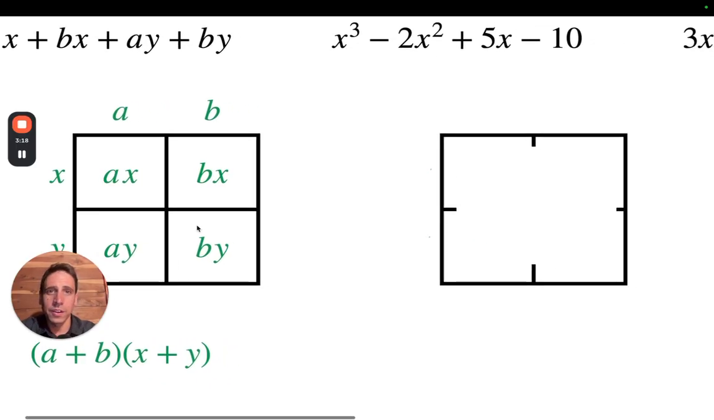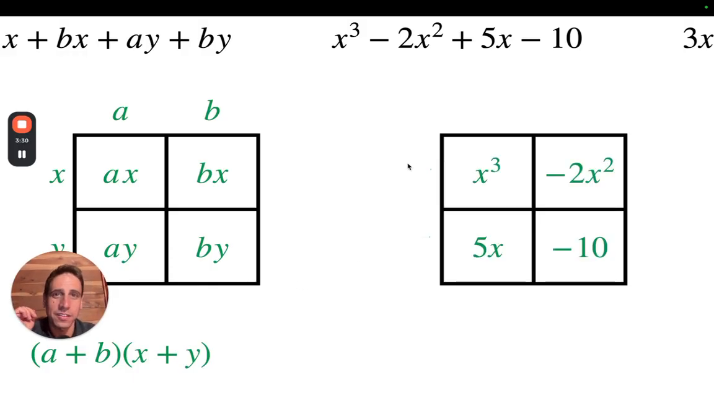Let's do the same thing again over here. Let's take these 4 terms and put them inside of a box. There it is: x cubed minus 2x squared, 5x, and negative 10. There's lots of right ways to fill it out. I just go 1, 2, 3, 4. But the critical thing is to make sure that this x cubed and negative 10 are diagonally from each other. You could swap these out, the locations, and still arrive at a correct answer.